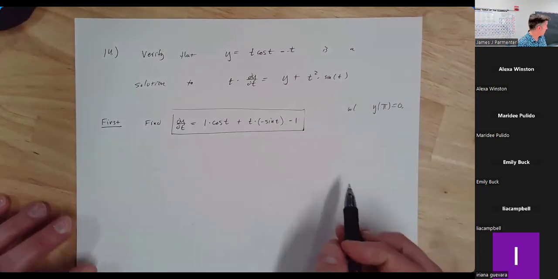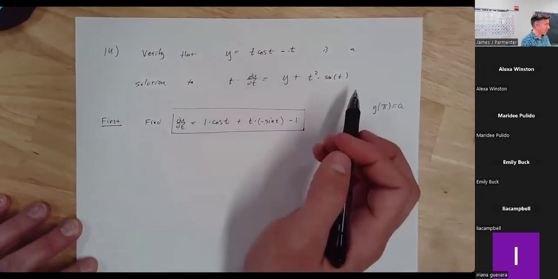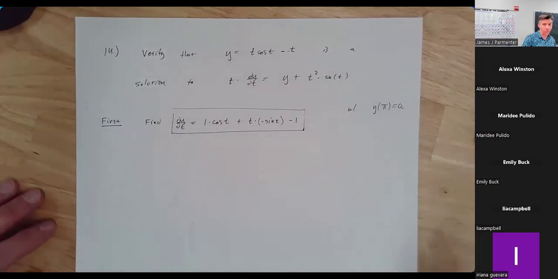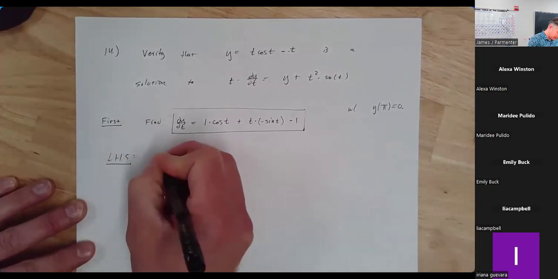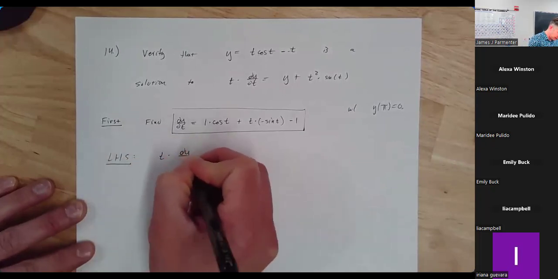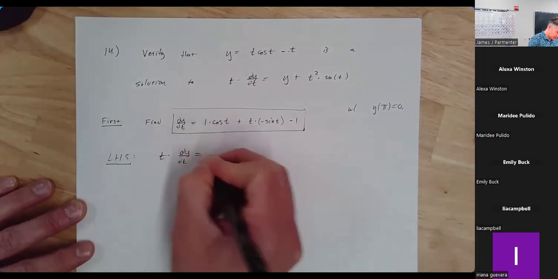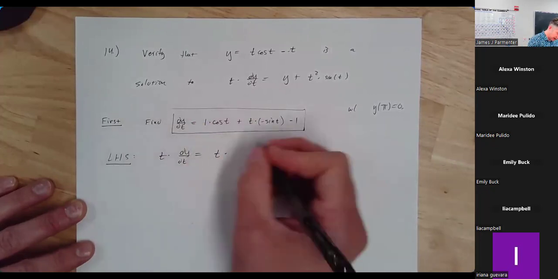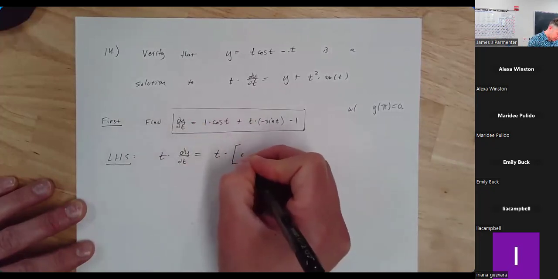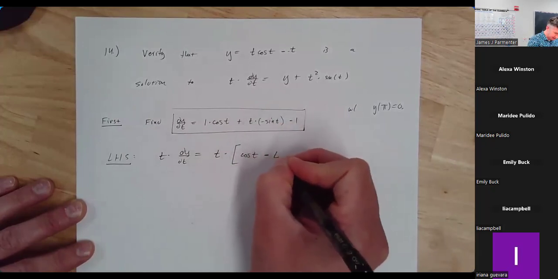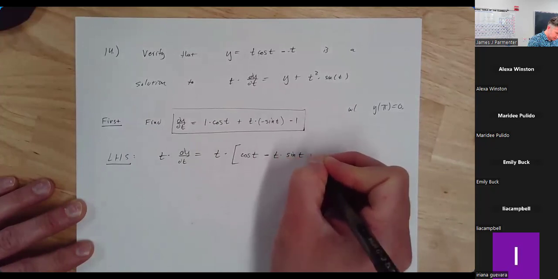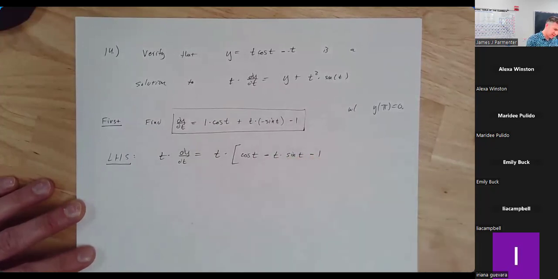Then I'm just going to look at each side of this equation and plug in whatever y or dy dt is equal to. So the left-hand side of my equation, which is t times dy dt, is equal to t times all of that, cosine of t. I'm going to simplify this a little bit and write it as minus t times sine of t minus 1. I do feel like there's a mistake here.